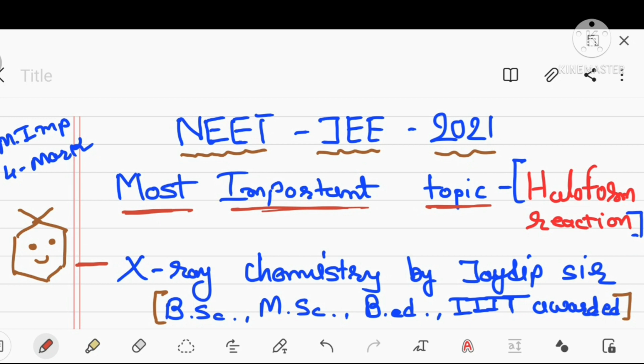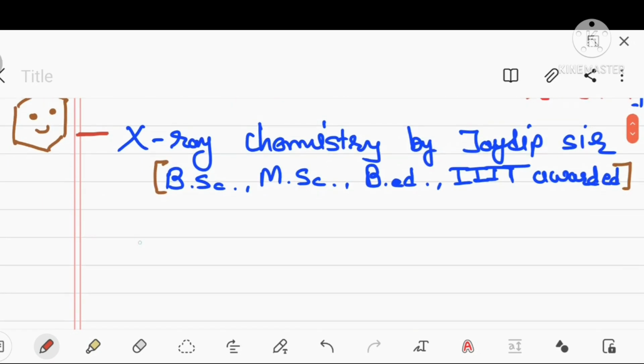First of all, we are going to understand what is the haloform reaction. The haloform reaction is a most important reaction.